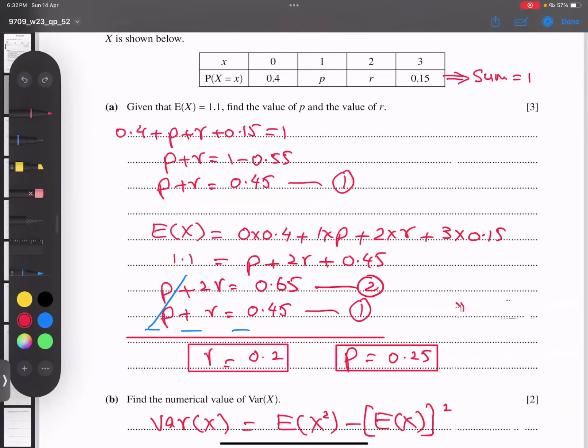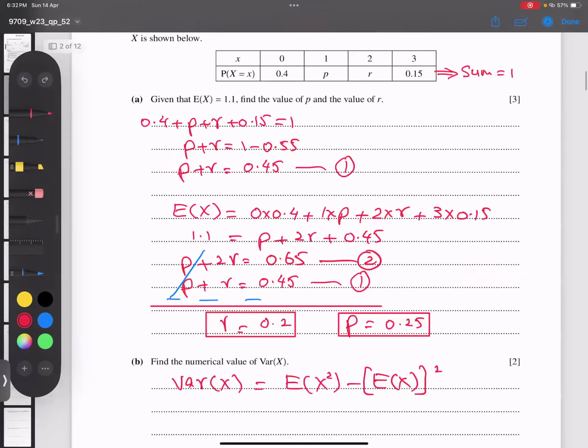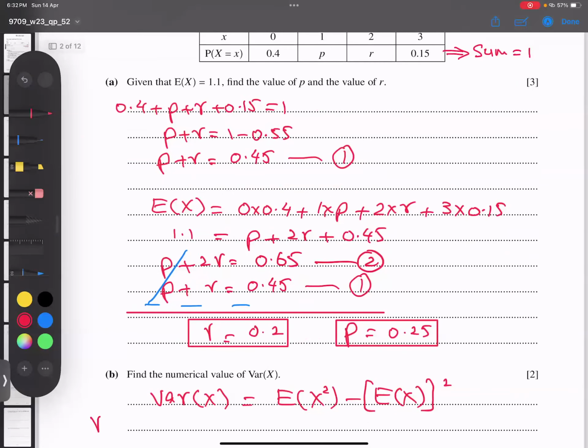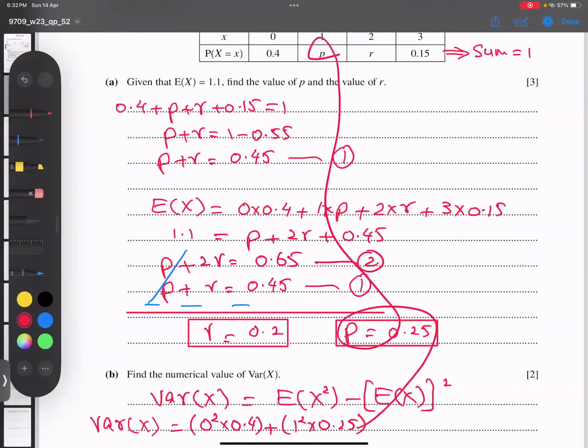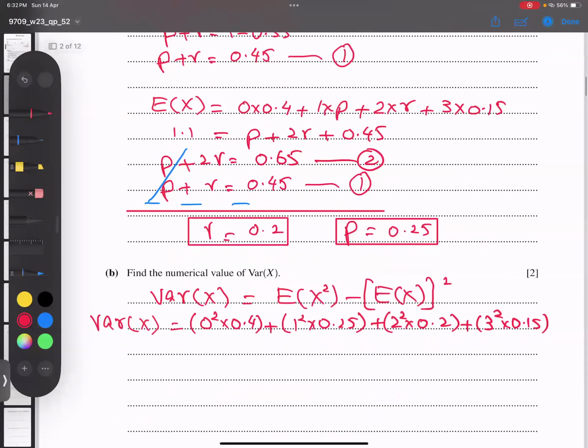And I'm going to write it now here. First of all, I am writing the variance of X. So 0 squared into 0.4, first value done. And 1 squared into the P value, which is 0.25, which I got from here. Second is 2 squared into R, which is 0.2. And last is 3 squared into 0.15. One thing is over, but now you know very well what I am going to do.